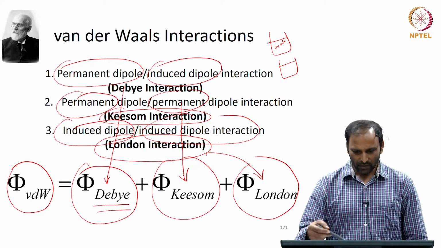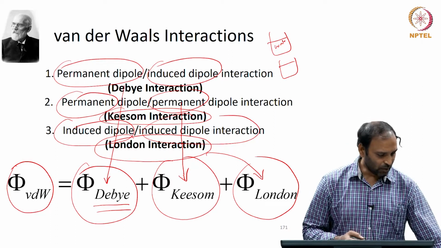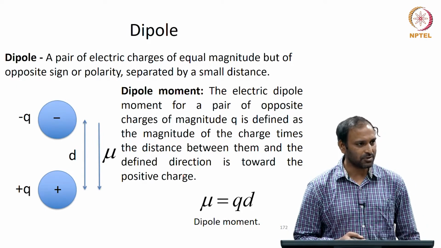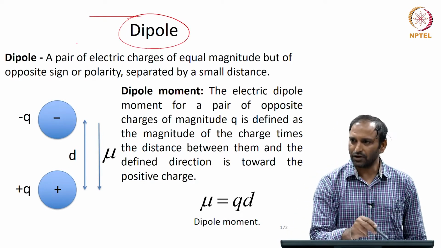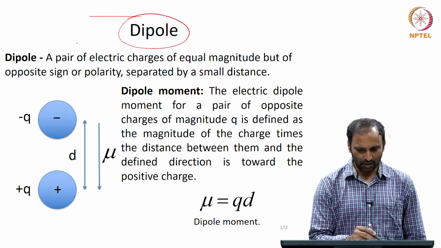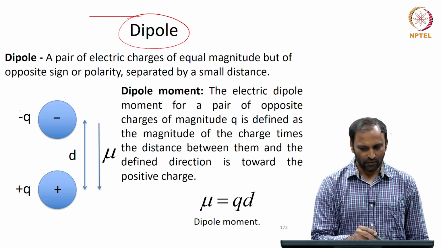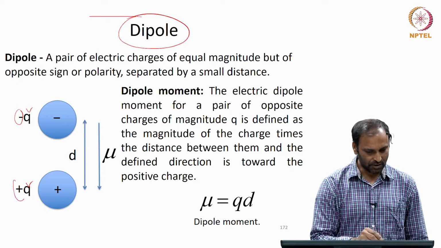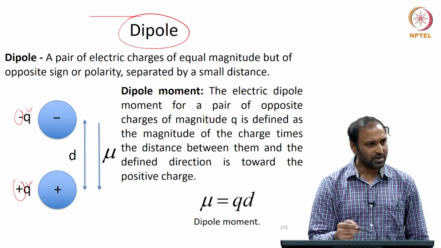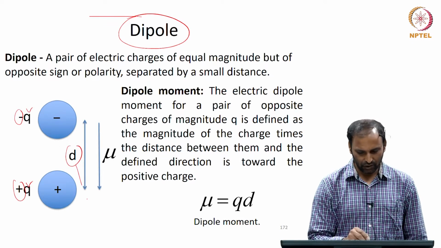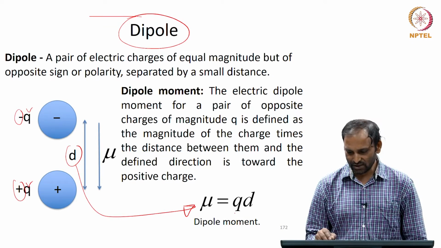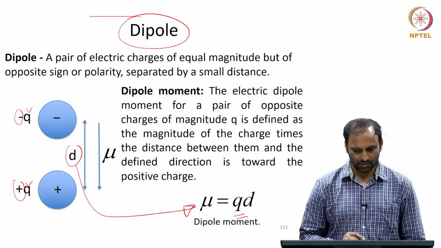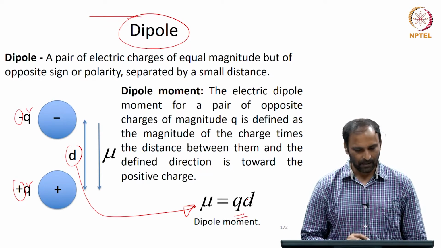Okay. So, before we talk a little bit about each of these things, we will do a very quick intro to dipoles and induced dipoles. All of you already know a dipole: it is essentially a pair of electric charges of equal magnitude but opposite sign, separated by some distance d. For that you define a dipole moment, which is the product of the magnitude of the charge multiplied by the distance. That is what a dipole is.